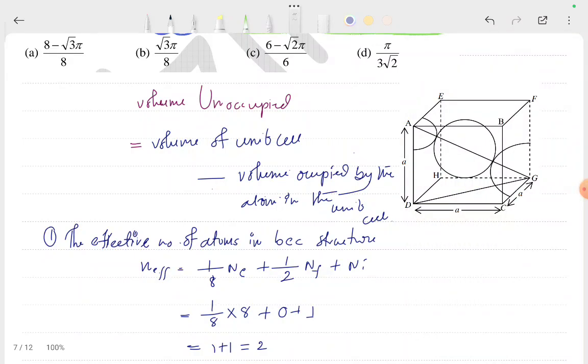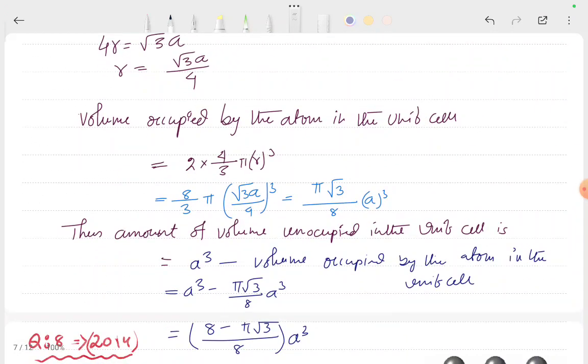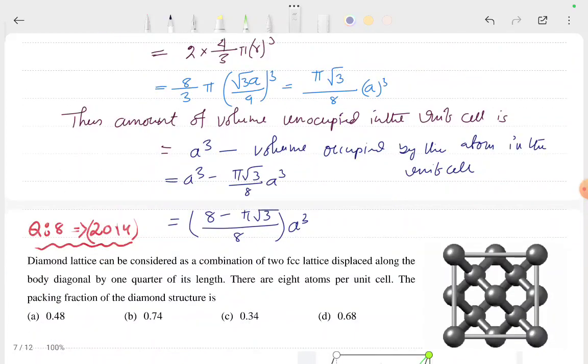Okay, now for these questions option A is correct, right? For these questions option A is correct, you already know.